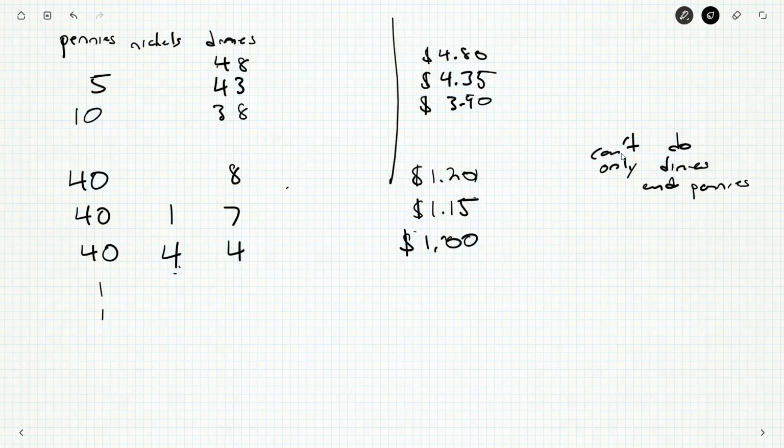So what if, just for a second, we backtrack and say, okay, we're not at 40 and 8, we're maybe at 35 and 13 dimes. 35 pennies, 13 dimes, and 0 nickels. What would we have then? Well, we'd have 130 plus 35, we'd have 165.